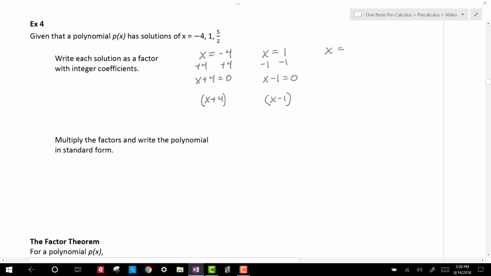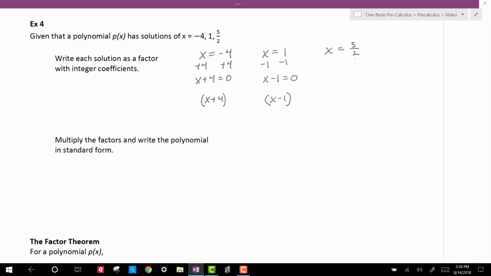Now, I don't know about you guys, but at this level of mathematics, we don't see factors. Imagine if you were to subtract 5 halves from both sides. We would see x minus 5 halves equal to 0. The only problem with that is we don't usually see factors with fractional numbers in them. They're always integers, like plus 4, minus 1. So in order to solve this, we need to get rid of that fraction.